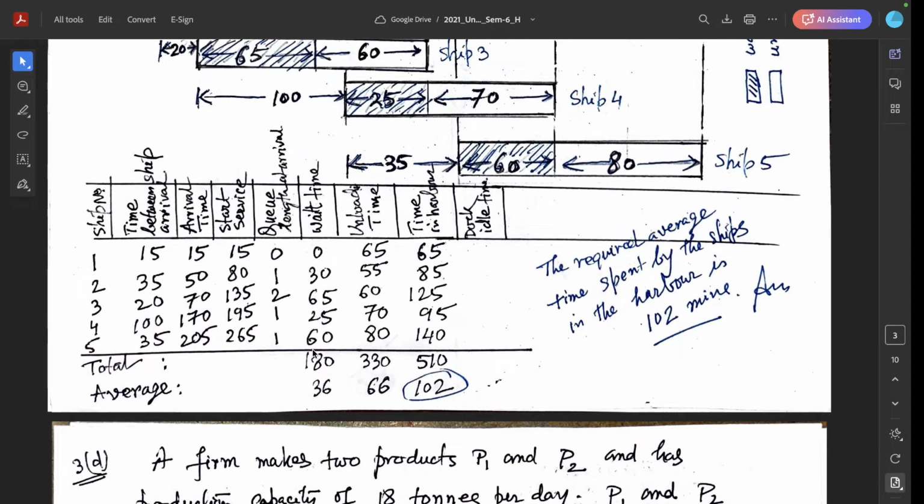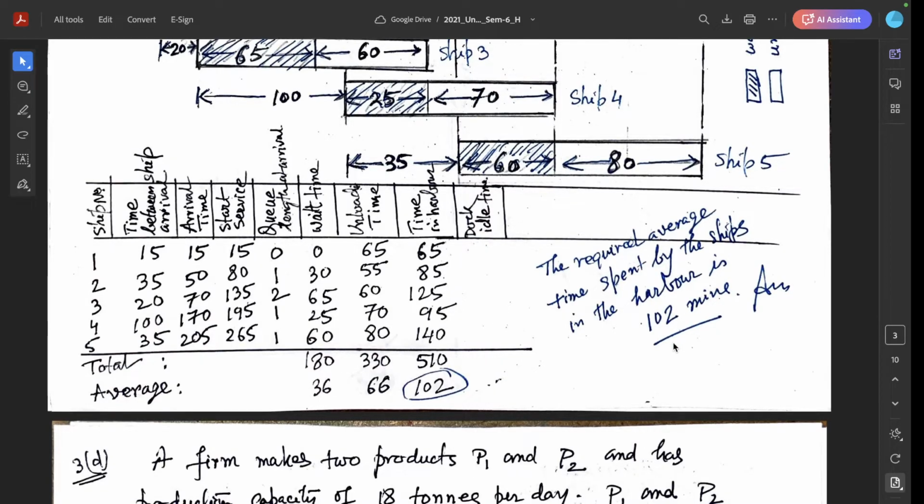So the total waiting time is 180, divided by 5 gives the average waiting time. The total unloading time is 330, and the average unloading time is 330 divided by 5, that is 66. The total time in the harbor of the ships is 510, and the average time spent in the harbor per ship is 102 minutes. Hence, the required average time spent by the ships in the harbor is 102 minutes.